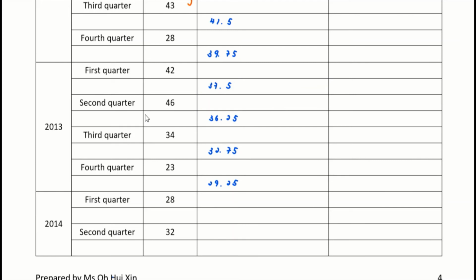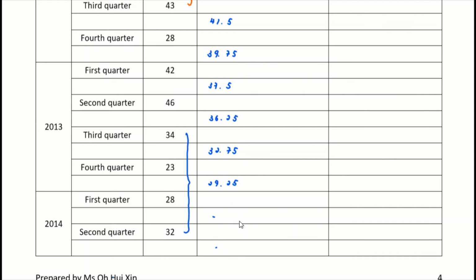So make sure you check all the values here. This should be the last number that you get, because this is the last four numbers and this is supposed to be your last 4-point average. Because there's no number after 32, you can't proceed to the next row anymore.